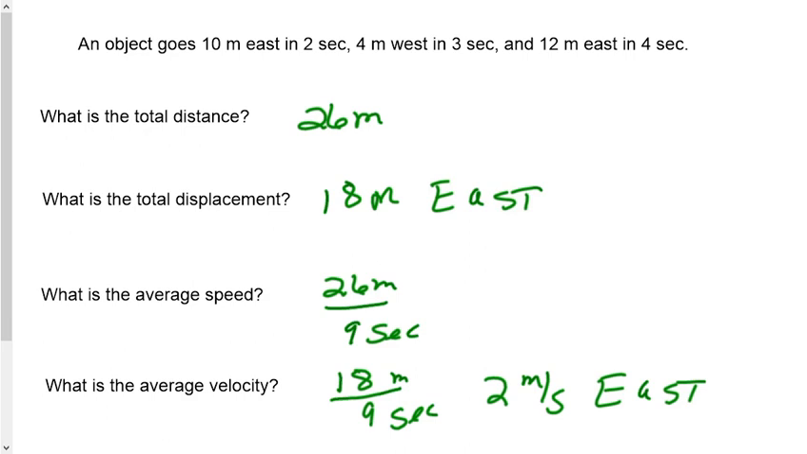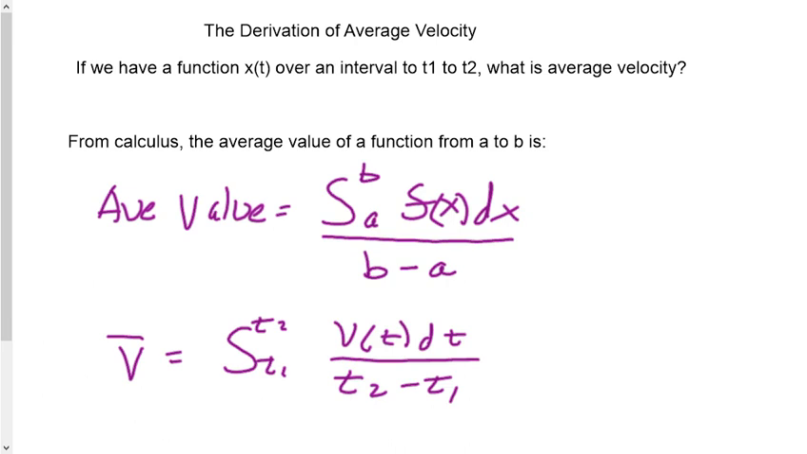Now our next topic is going to be on average velocity. In AP Physics 1, we were just given a formula. In AP Physics C, we will derive all of our equations. But let's review a little bit of calculus. If we have a function x of t over an interval from t1 to t2, what's its average velocity? Well, from calculus, the average value of a function from a to b is given by this: the integral from a to b of f of x dx divided by b minus a.